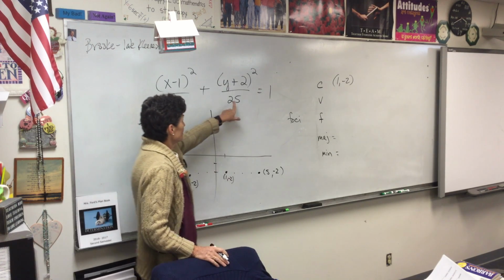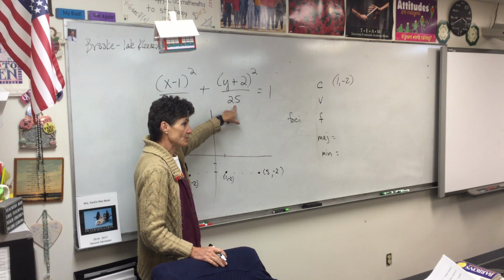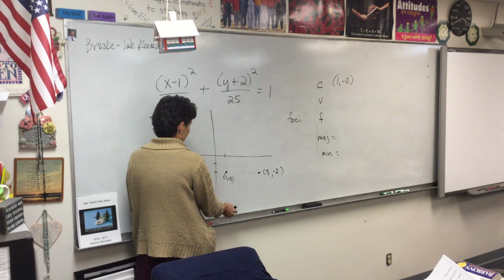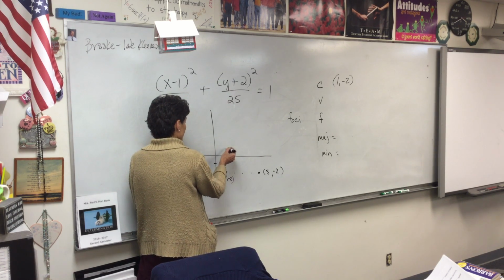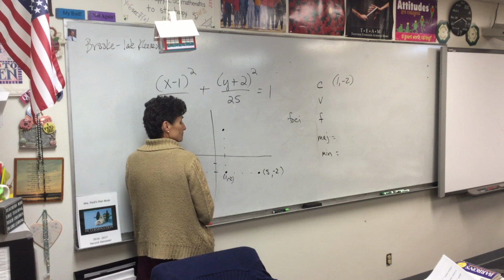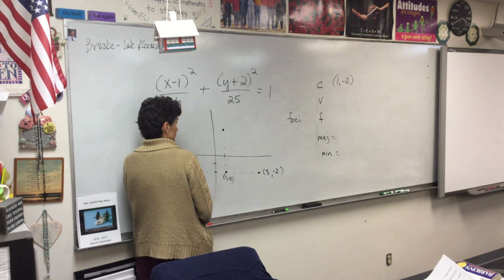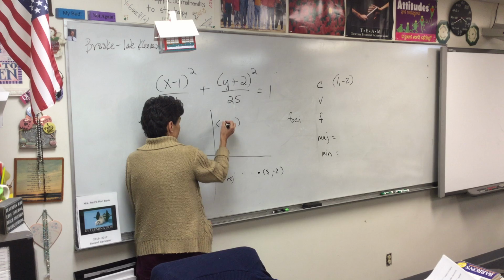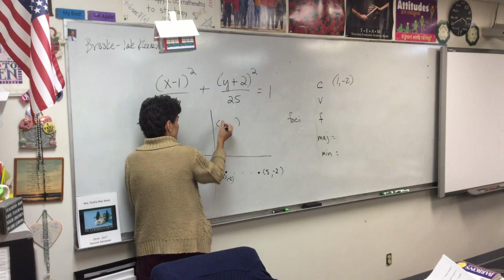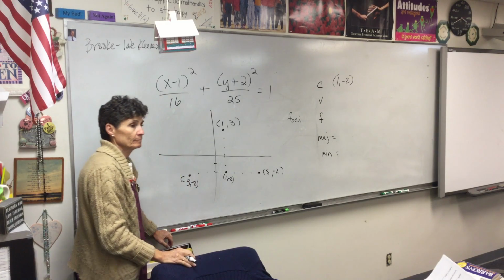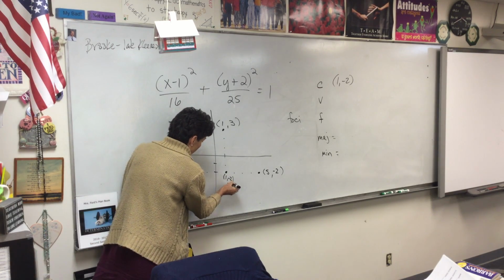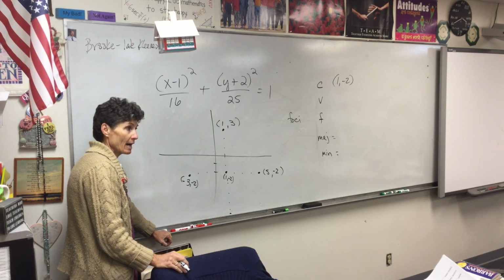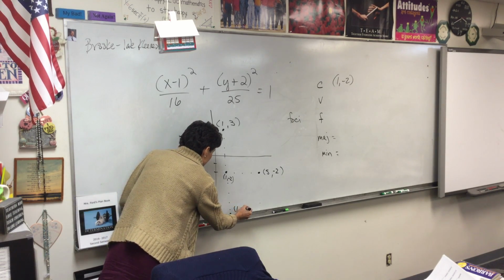Now, what am I going to do with this 25 right here? What does that tell me to do? Go up and down 5. So here we go. I'm going to run out of room down here, but up here we go. 1, 2, 3, 4, 5. Where am I? 1, 3. I like that. 1, 3. And then 1, 2, 3, 4, 5. I'll squeeze it in down there. I went down 5. So 1, negative 7.